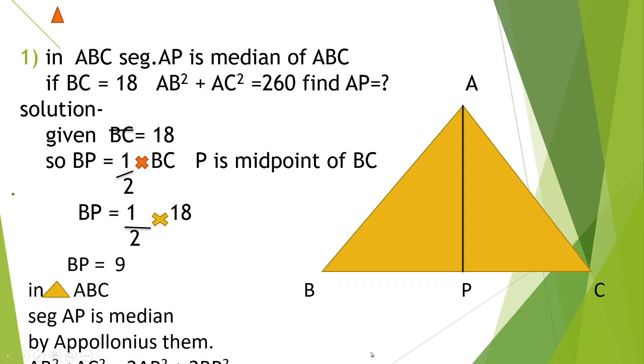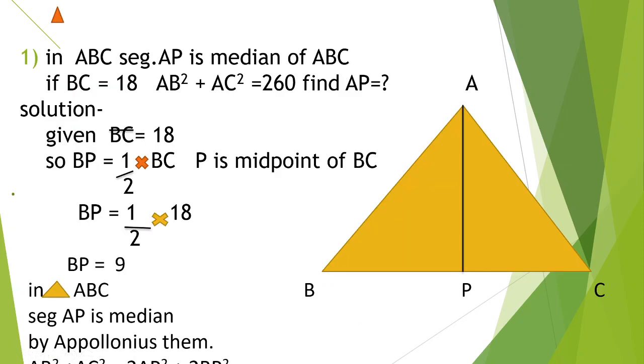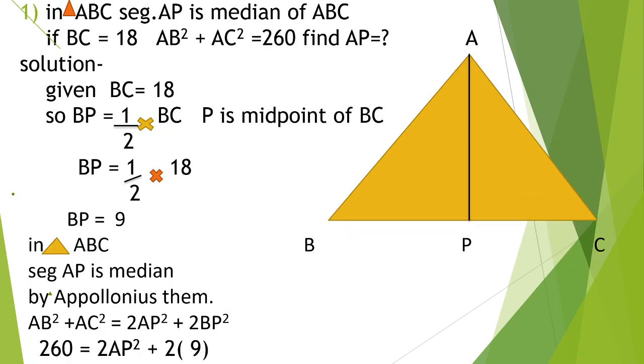Then you can apply the Apollonius theorem here. Write down, in triangle ABC, BP is equal to 1/2 into BC, since P is a midpoint of BC. Putting the value 18 in BC, after dividing 18 by 2, 2 9s are 18, so you get BP is equal to 9.